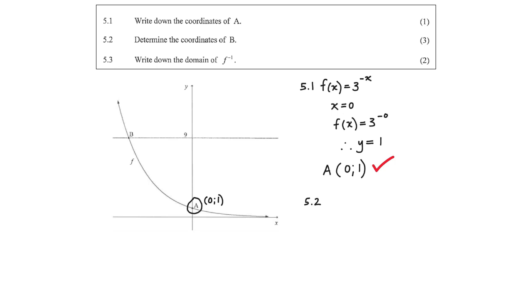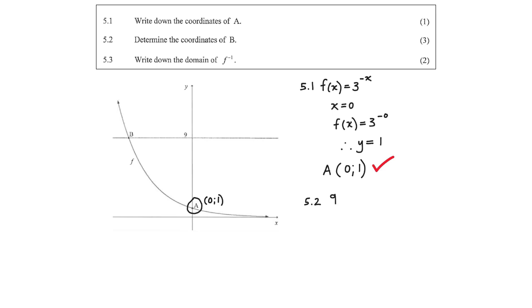Let's look at 5.2. Determine the coordinates of B. So let's look at this sketch. There you have B, and B is the intercept of this exponential function f and the line y equals 9. Remember, a horizontal line is always y equal to something. And then in the equation of f, we make y equal to 9.